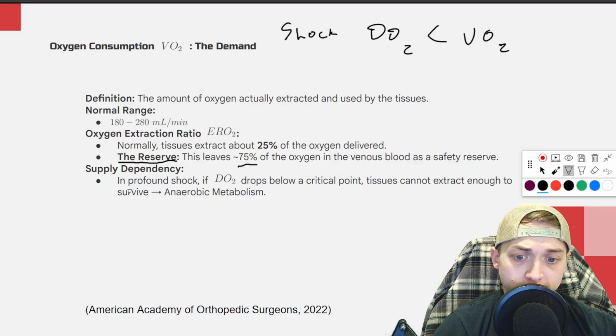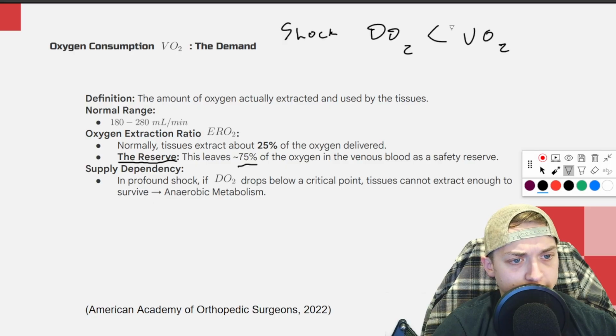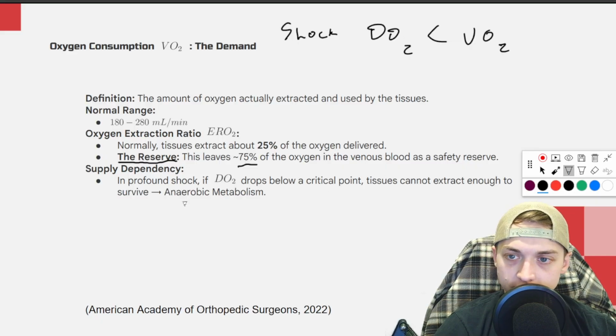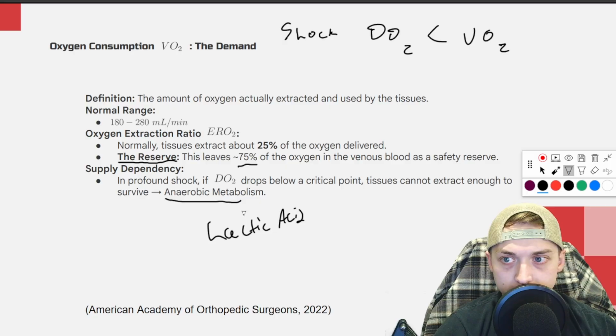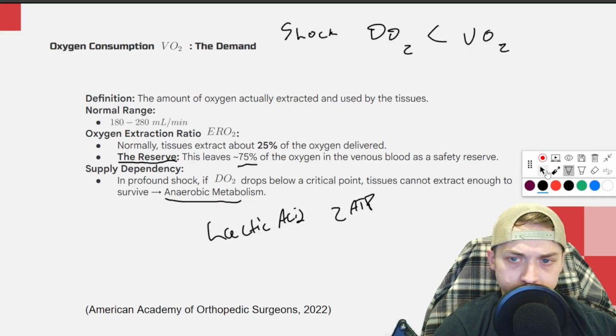Okay. And in shock, right? Again, shock, supply less than demand. Now, in profound shock, if our DO2 or our supply drops below a critical point, the tissues can't extract enough to survive, and they're going to switch over into anaerobic metabolism, which is going to give you lactic acid and a meager 2 ATP. Okay. Clear as mud.